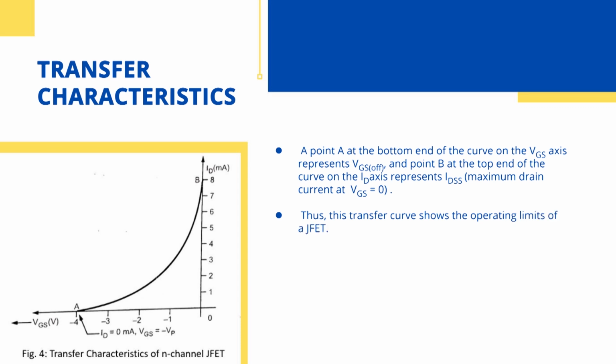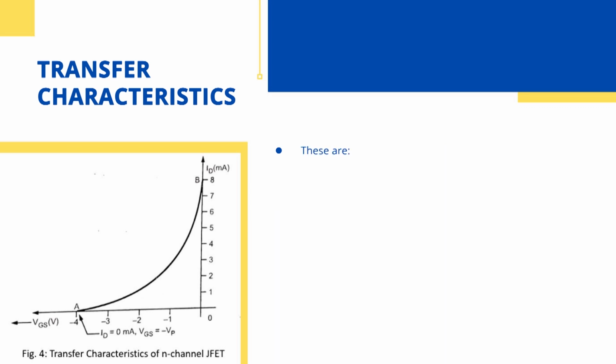That is, IDSS is the maximum drain current at VGS = 0. Thus, this transfer curve shows the operating limits of a junction field effect transistor. So, ID = 0 when VGS = VGS(off), and ID = IDSS when VGS = 0.